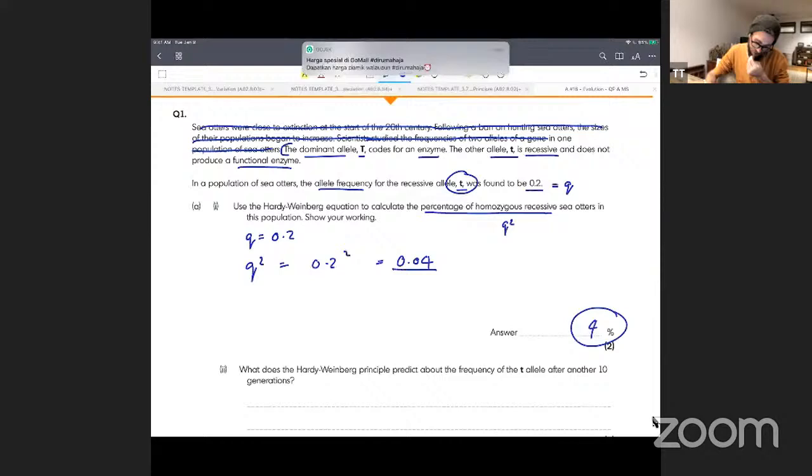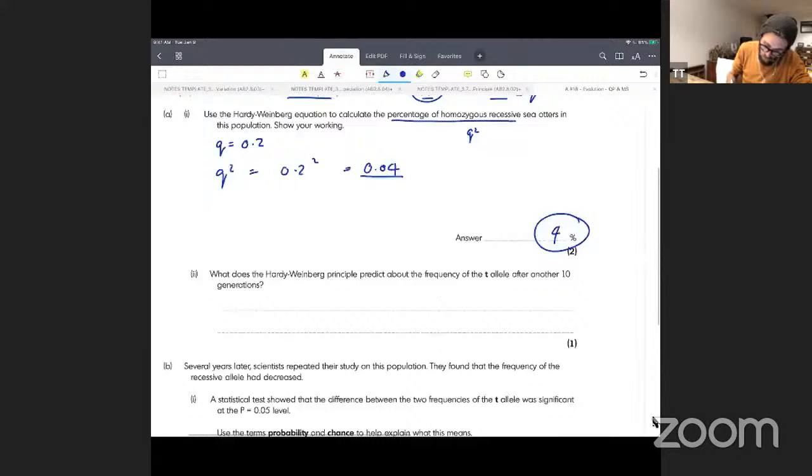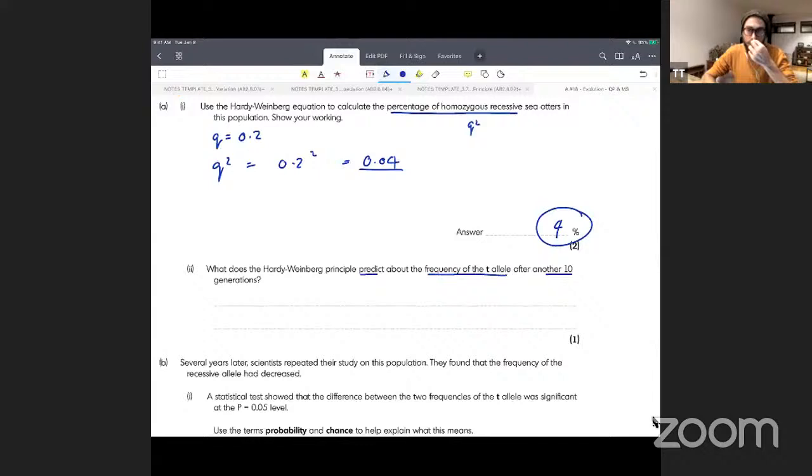Okay, so what does the Hardy-Weinberg principle predict about the frequency of the T allele after 10 generations? Stays the same. The Hardy-Weinberg principle assumes that there's going to be no evolution, that the allele frequency remains constant forevermore, because in that population there are no selection pressures, there's nothing doing. It's like a population frozen in time.